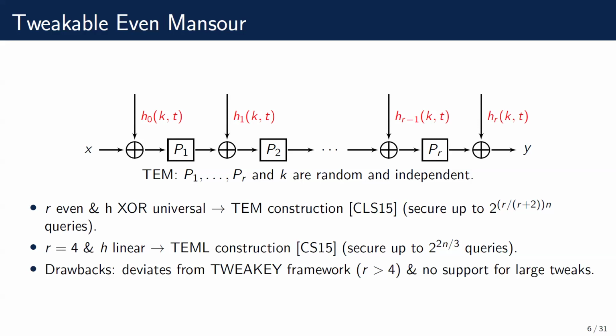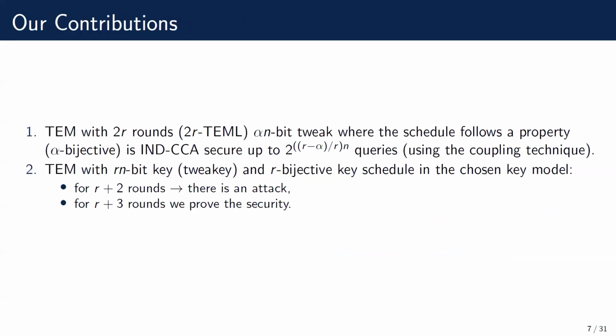However, some drawbacks of these known constructions are that they deviate quite significantly from the Tweakey framework, at least for non-constant rounds, and there is no support for larger tweaks. So in our paper, our contributions will be twofold. First, we show that the tweakable Even-Mansour with 2r rounds, which we denote T2rEM with an alpha n-bit tweak, where the schedule follows a property which is called alpha-bijective, is CCA secure up to 2^((r-alpha)n/r) queries using the coupling technique.